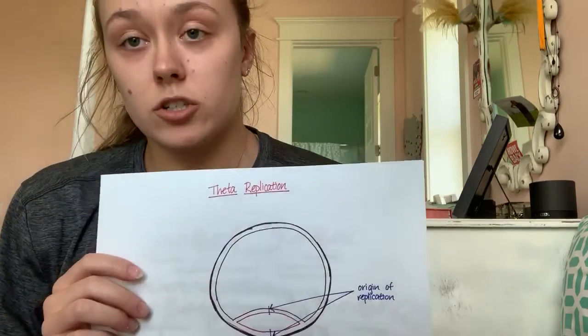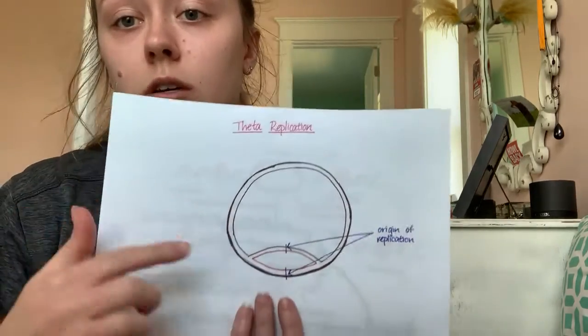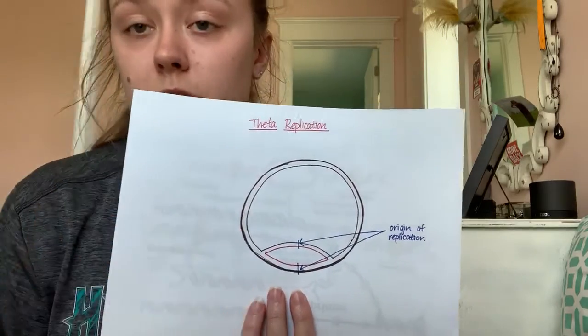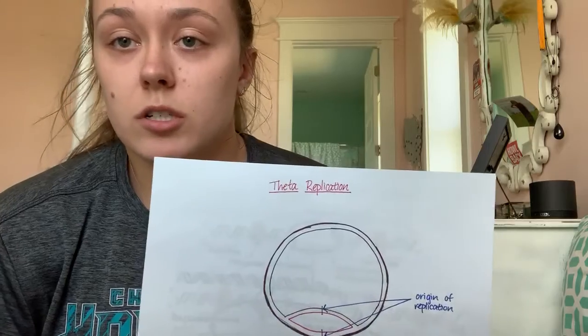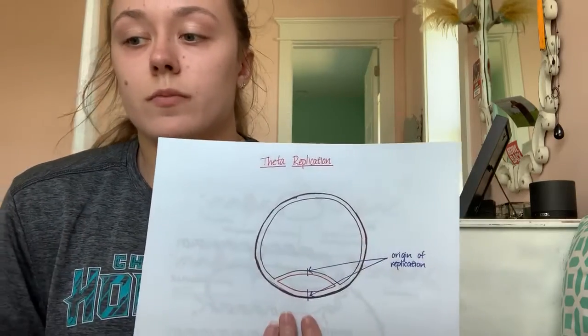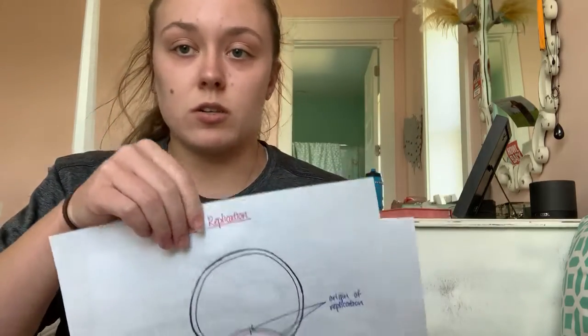So the start of replication always requires an origin. Here I've drawn the origin on theta replication. The origin of replication is where unwinding first occurs. For unwinding to continue, many things are required.